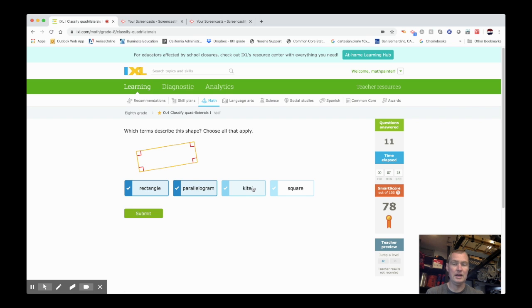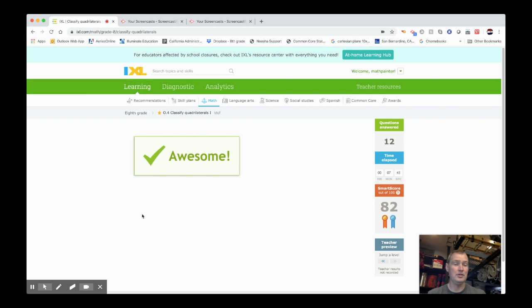It is not a kite because two sides do not adjoin together when they're the same length. It's definitely not a square because all four sides have to be the same and have to be 90-degree angles. So rectangle and parallelogram will be the correct answer on this one.